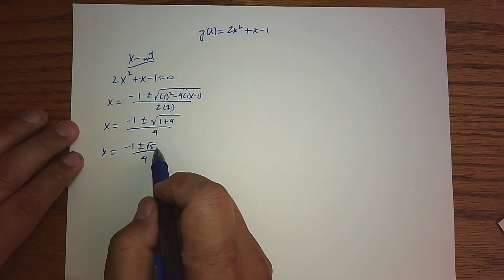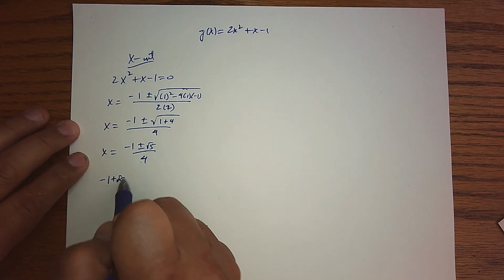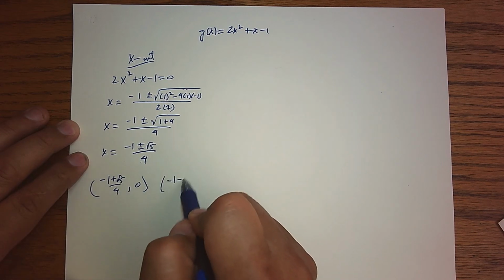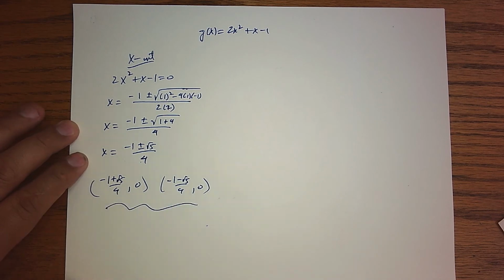All right, so they're very complicated, but they are real. So one of them is negative 1 plus the square root of 5 over 4, comma 0. And another one is negative 1 minus the square root of 5 over 4, comma 0. So we have 2 x-intercepts.